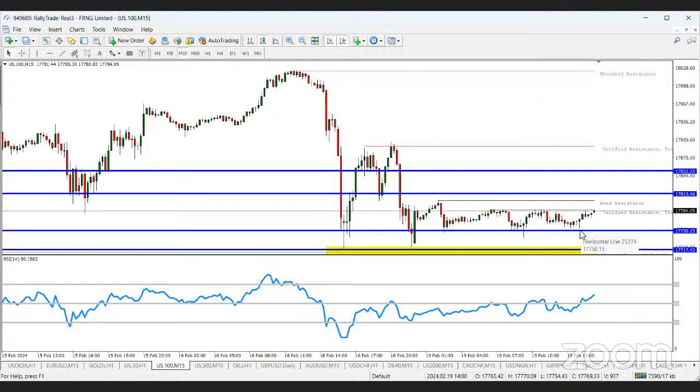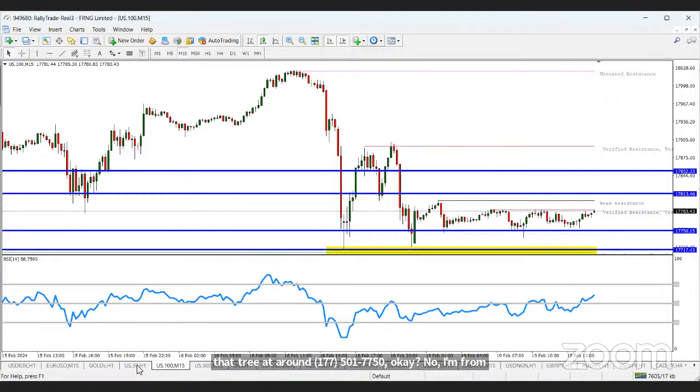Okay, so remember that. Let me go over it again. If price can close above 17,820, we can buy to 17,850. Then we can have a buy limit at 17,720, and when we take that buy limit, we can consider coming out of that trade at around 17,750. Okay, move on from US 100.